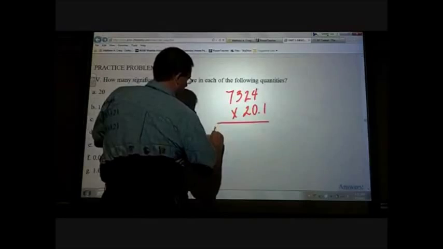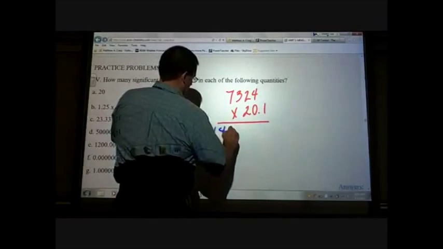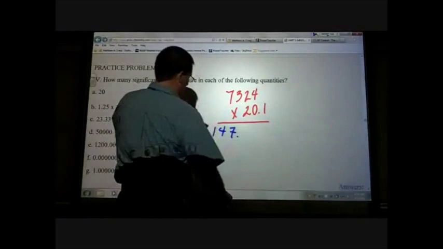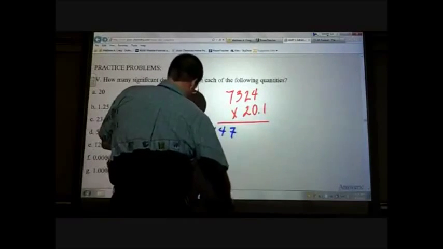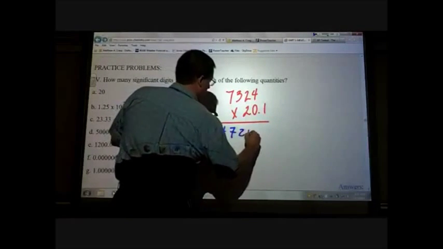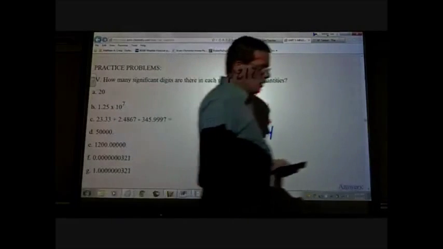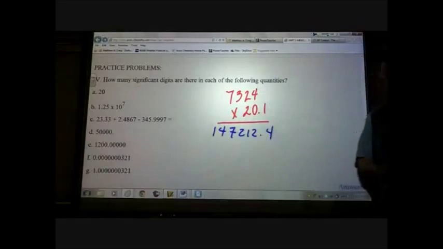In my calculator, spit this number out. 147 point. Oh no, that's a comma. God, I hate that function on there. 212.4. Okay. So that's what my calculator spit out.